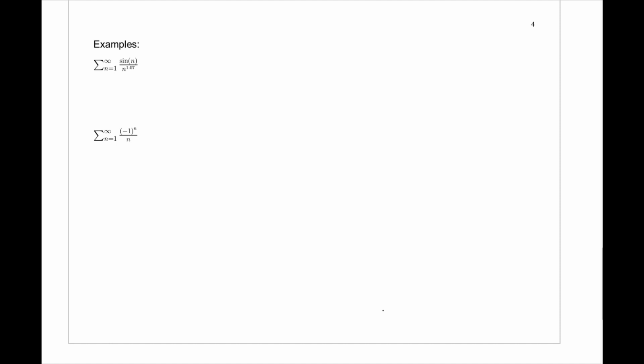Here are some examples. This first series, the sum from n equals 1 to infinity of sine n over n to the 1.07th power. It's hard to understand what's going on with this series. We can't use anything like the integral test for a couple reasons. For one, it would be hard to integrate sine of x over x to the 1.07th power. For another, this is not a positive term series.